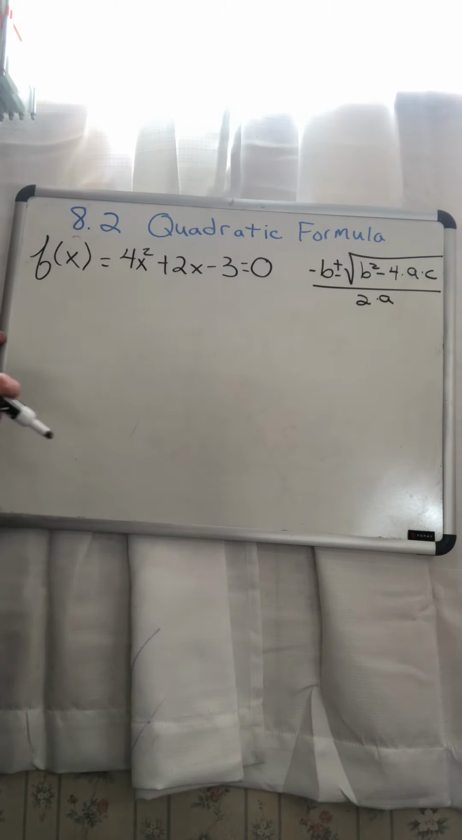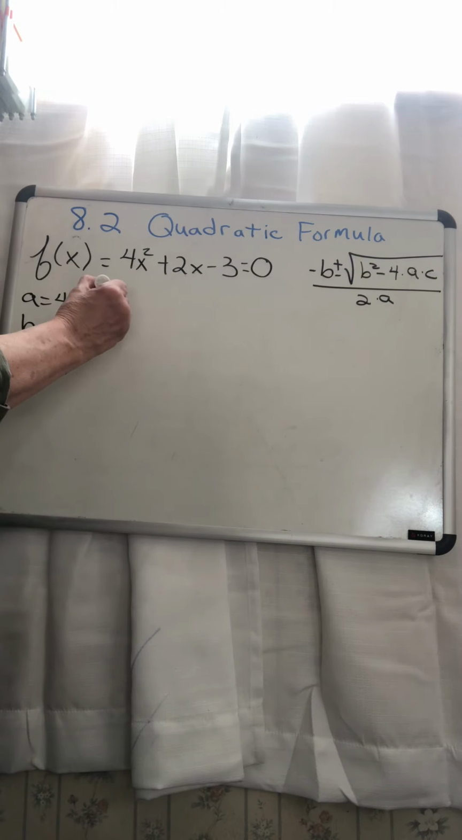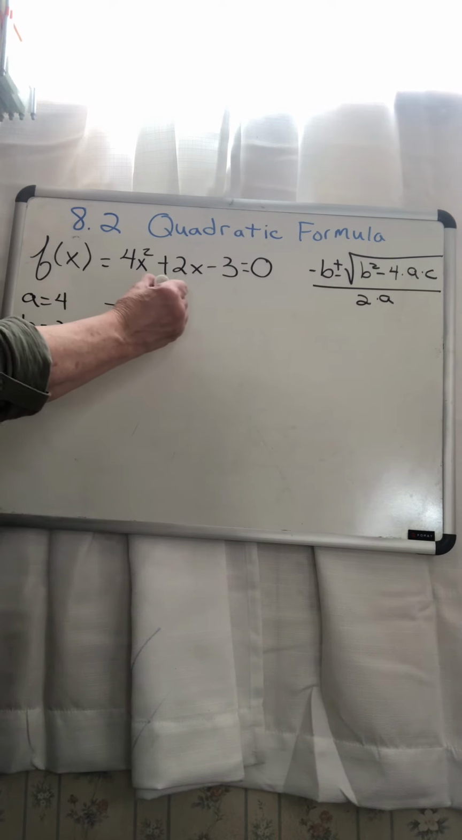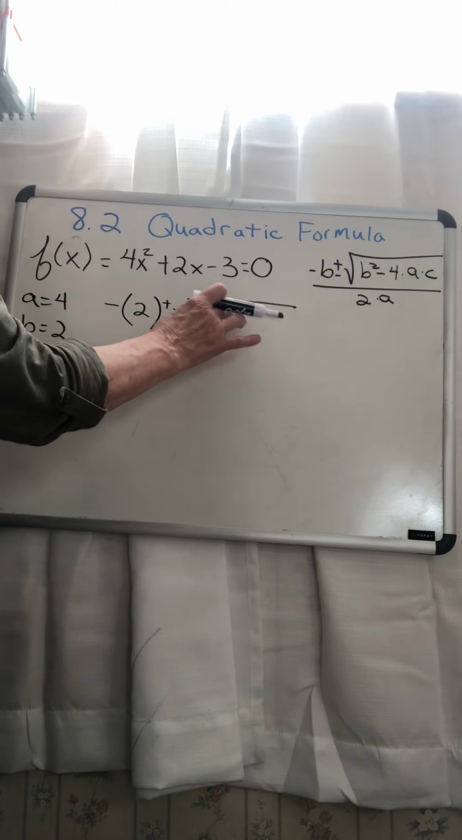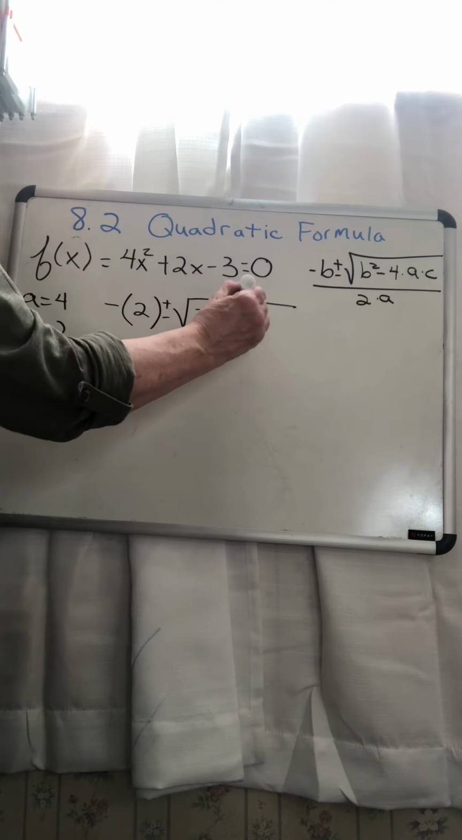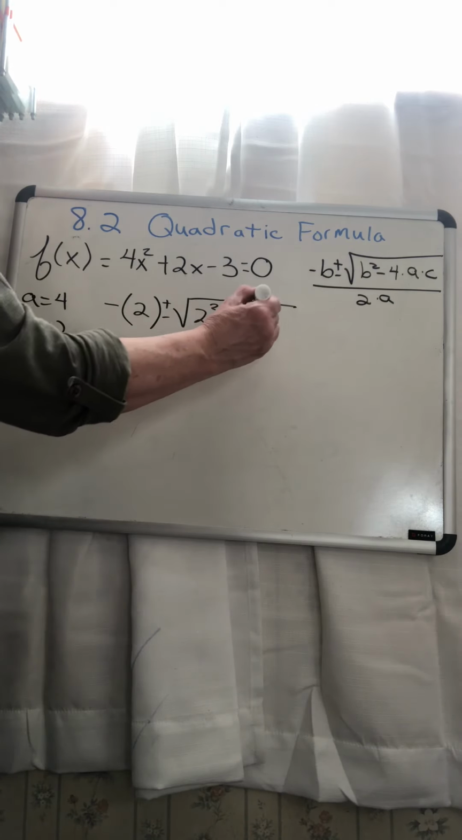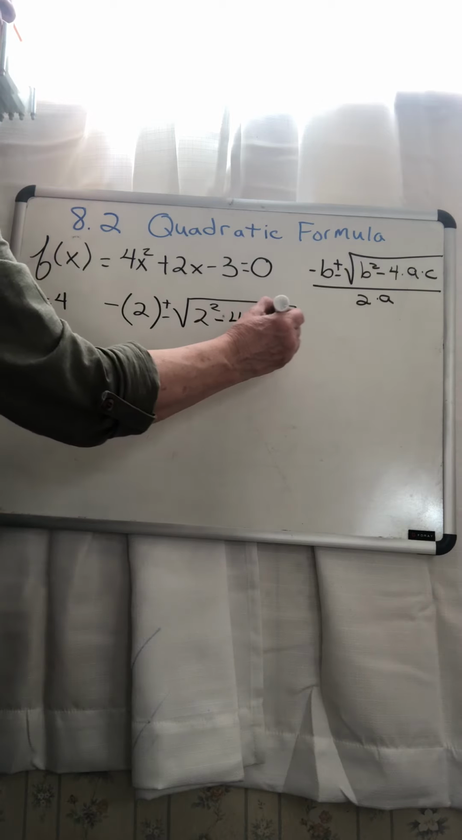Okay, so to solve this, we need to know that a is equal to 4, b is equal to a positive 2, and c is equal to a negative 3. Okay, so we will put these inside the formula. So we've got a negative 2 plus or minus the square root of 2 squared minus 4 times a, which is 4, times c, which is a negative 3.